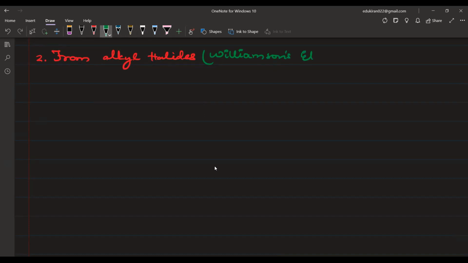Williamson's ether synthesis. I will write it sometime as WES. Okay, fine. So what is this?